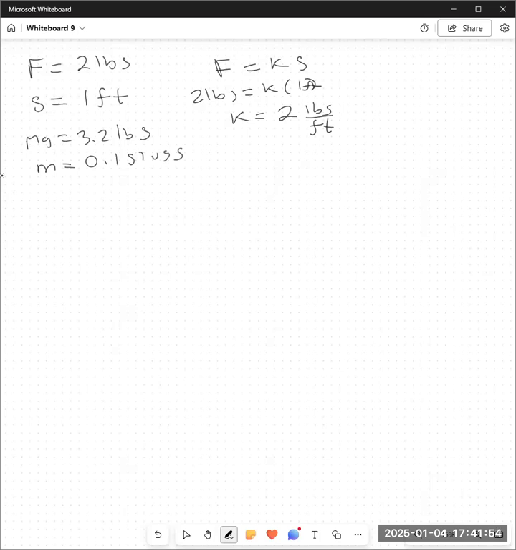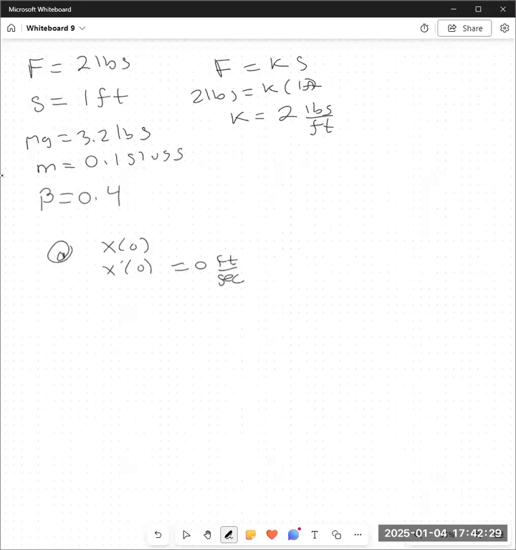Is attached to the spring, and the system is then immersed in a medium that offers a damping force numerically equal to 4/10 times the instantaneous velocity. So beta is 4/10. And we want to find the equation of motion if the mass is initially released from rest at 0.1 foot above equilibrium.